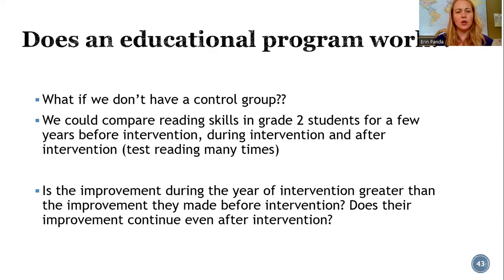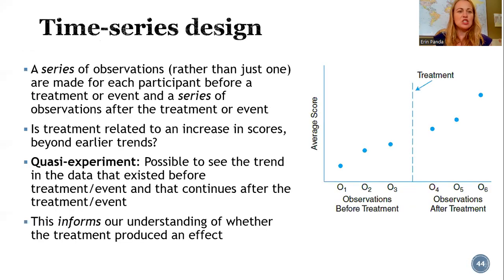So it would be a sort of different question that we'd be asking, whether the improvement they made during their intervention year is greater than any change they would have shown before the program, and whether that improvement continued in the years after. So this is called the time series design because a series of observations are made, not just one, for each participant both before and after intervention. This is considered a quasi-experiment.